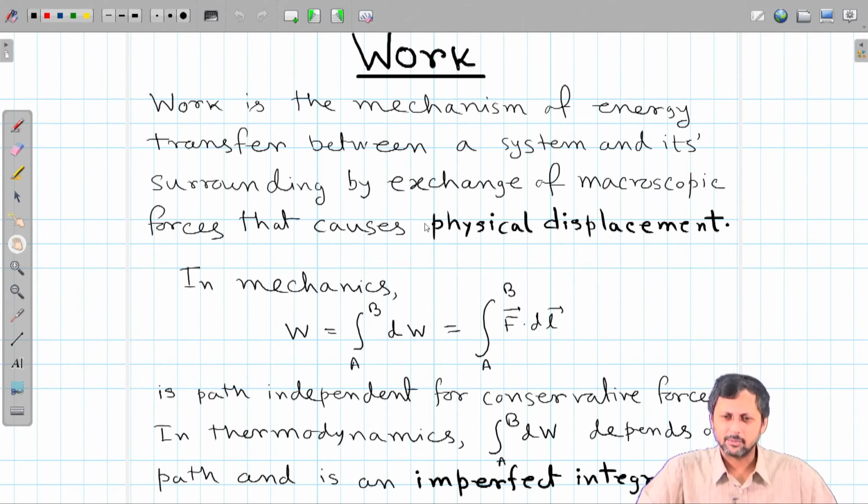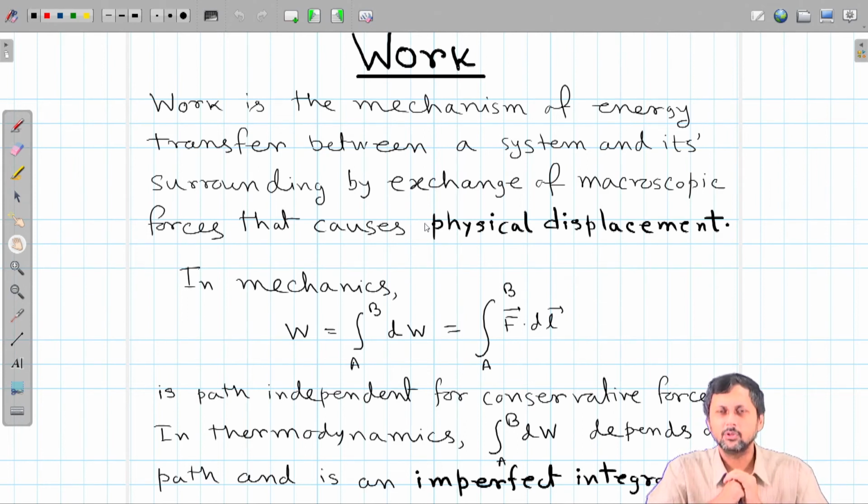Work is energy transfer by means of the exchange of macroscopic forces which cause physical displacement of the system, or physical displacement of any part associated with the system. In this case, the example we have taken so far is the piston that is moving. So, there is a physical displacement involved, right.